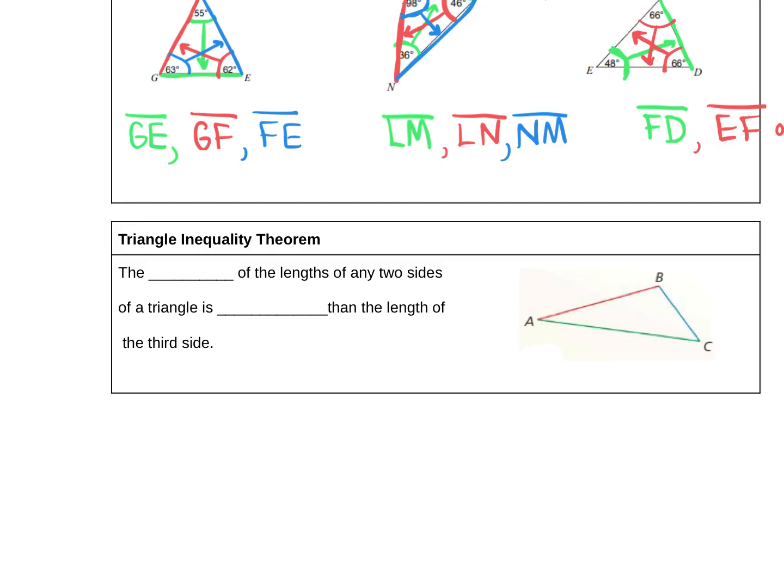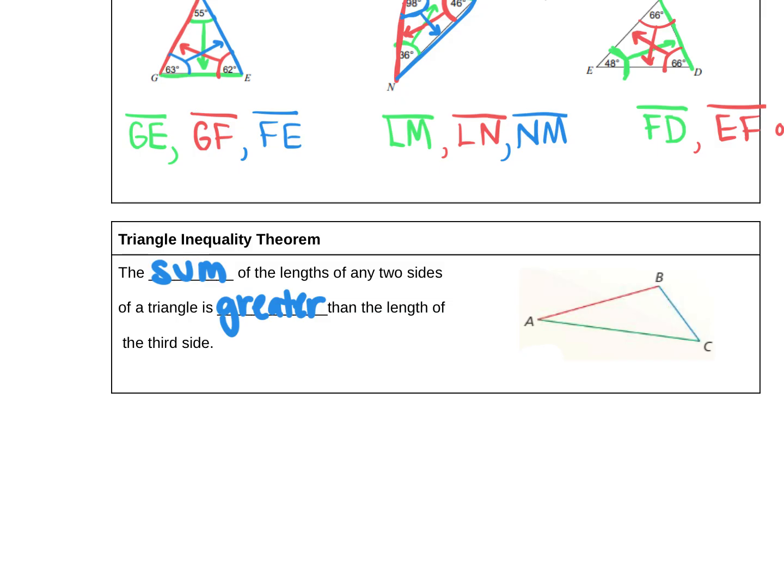So the theorem says the sum of the lengths of any two sides of a triangle is greater than the length of the third side. So when you add the side lengths, they have to be bigger. They cannot be equal to the third side. And we're going to test that.